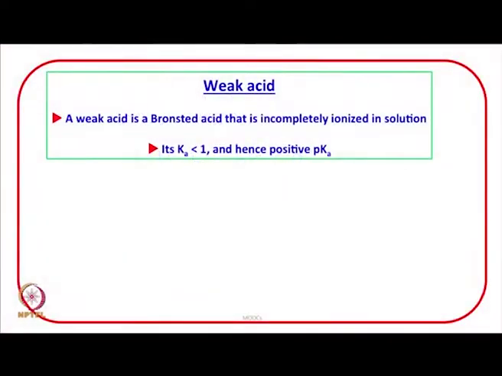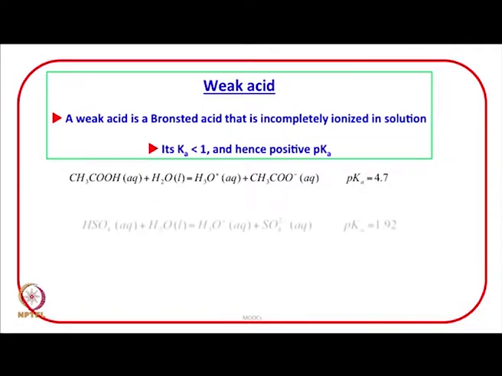Let us take certain examples. We take the example of acetic acid. Acetic acid in water will have this ionization reaction. The proton is donated to water and hydronium ion is produced, plus CH3COO minus ion is formed. And the pKa value is 4.7.